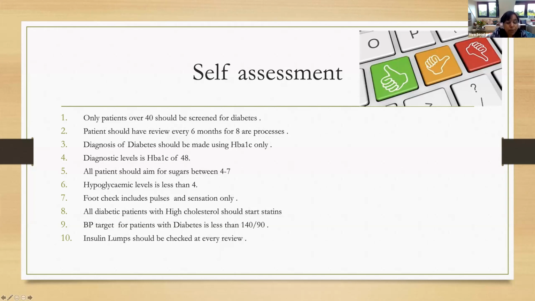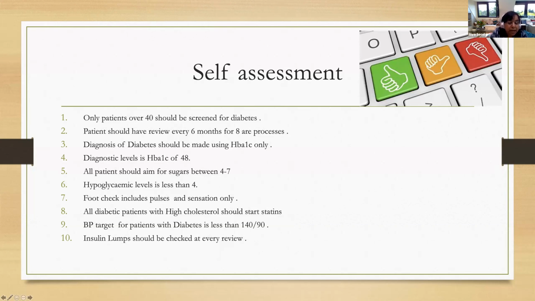True or false? Number 8: all diabetic patients with high cholesterol should be started on a statin. So basically what we're saying is a patient with diabetes with high cholesterol should be given a cholesterol tablet.